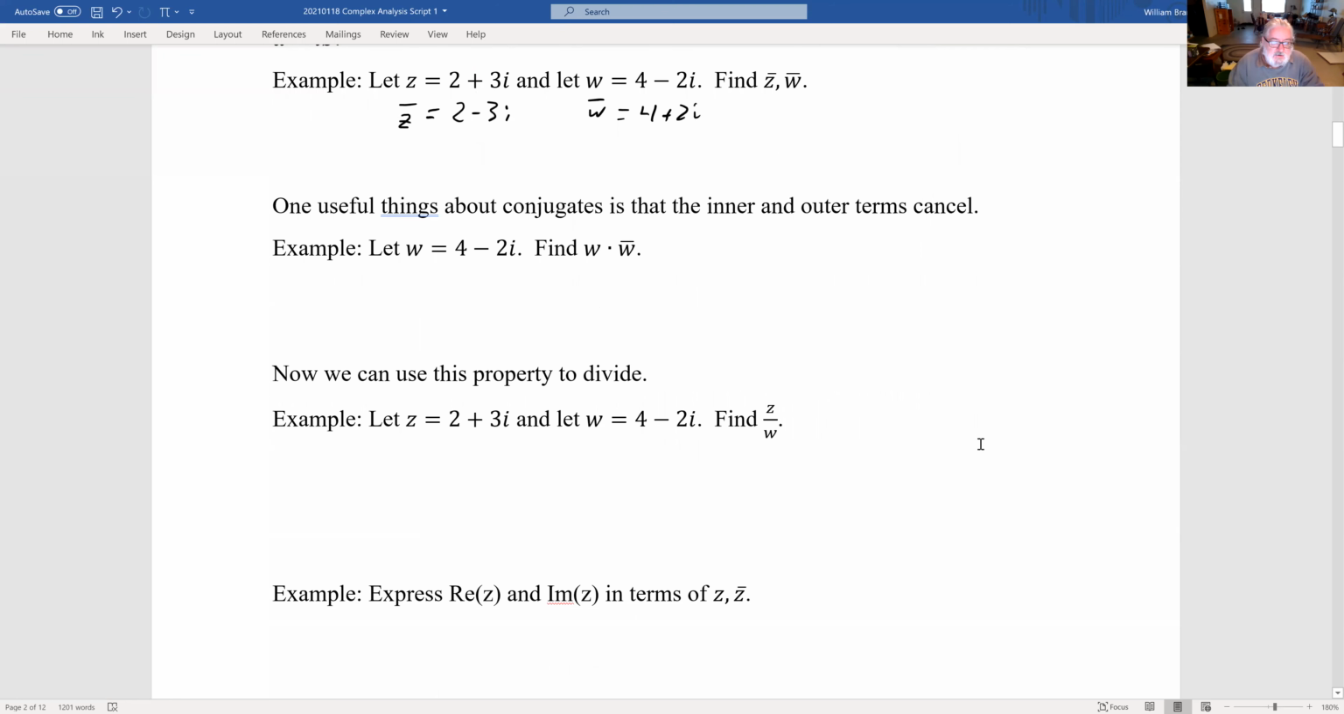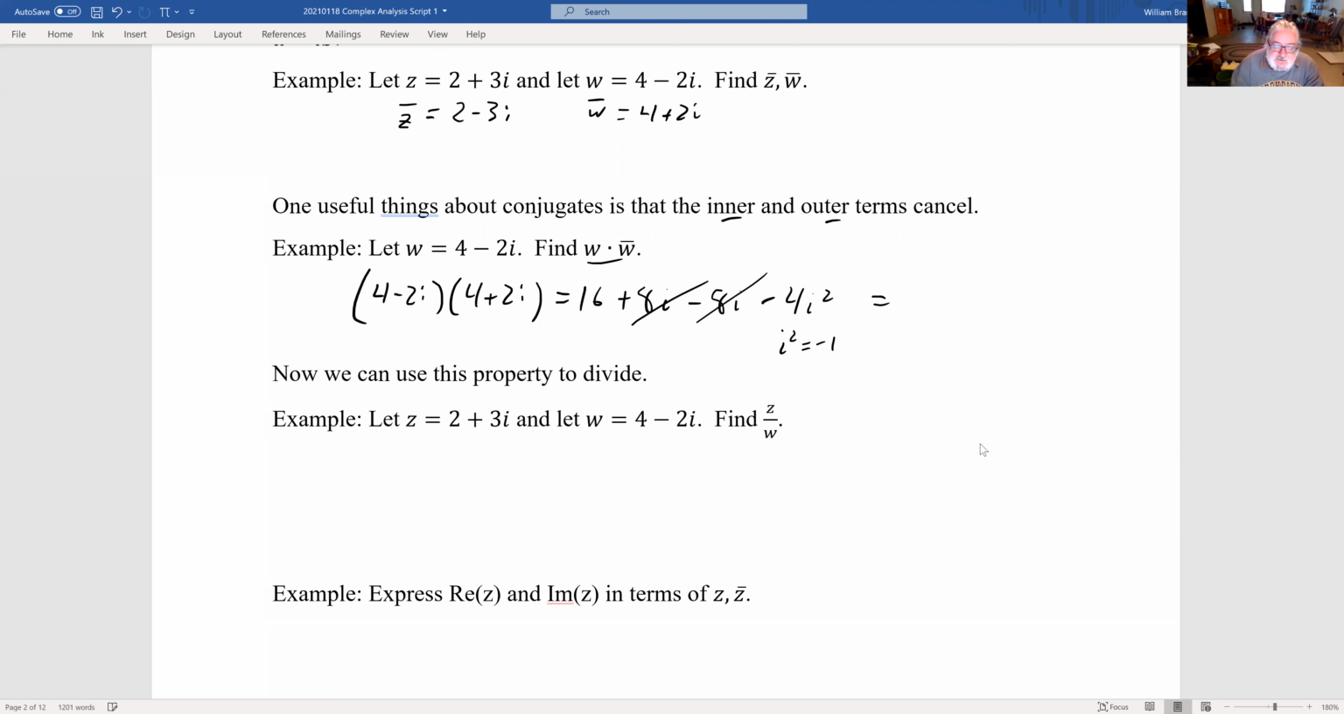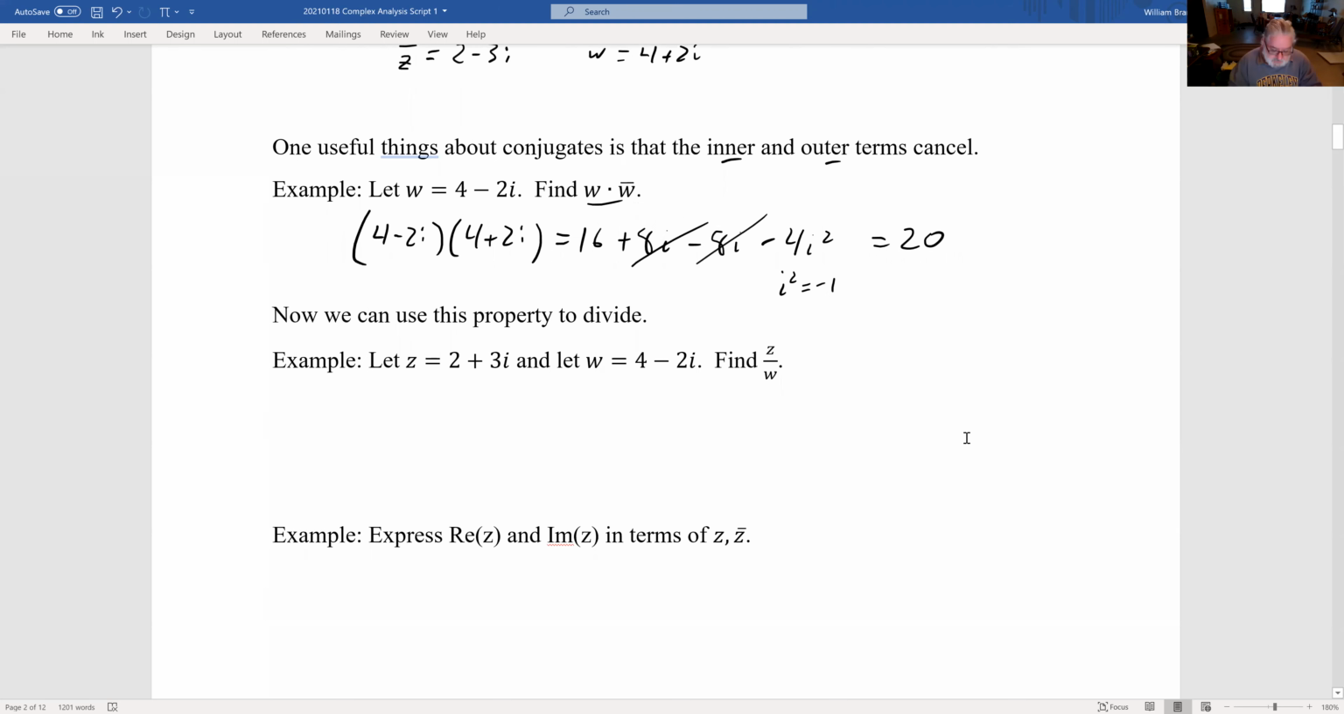If you've seen this before, you know that when you multiply conjugates, the inner and the outer terms cancel. So 4 minus 2i is w. 4 plus 2i is w bar. So if I want w times w bar, if I multiply this out, I get 16 plus 8i, that's my outer, minus 8i, that's the inner, minus 4i squared. So these two cancel out. The i squared is a -1. So we get 16 plus 4 is 20. Great.